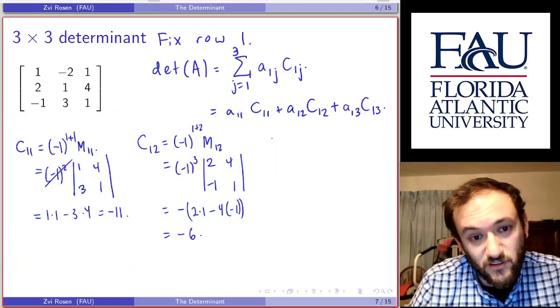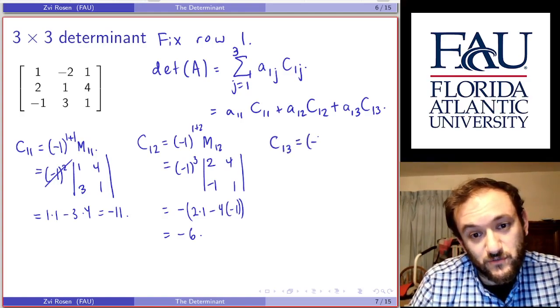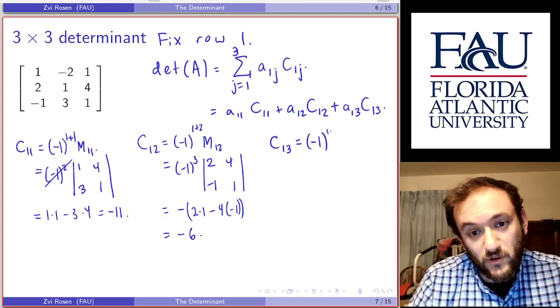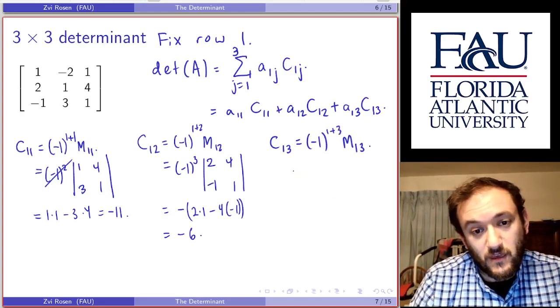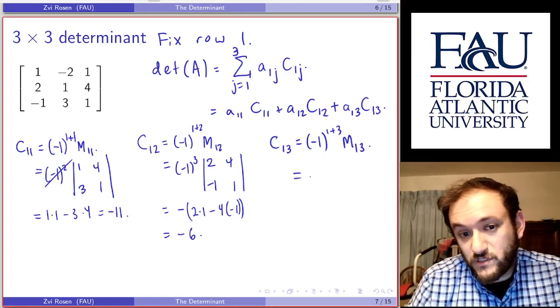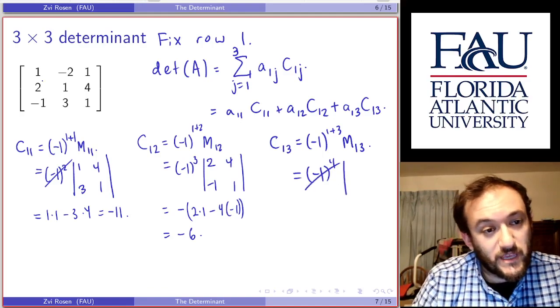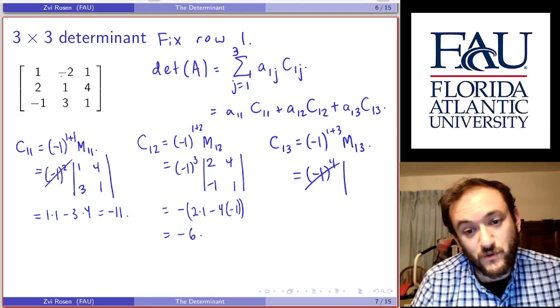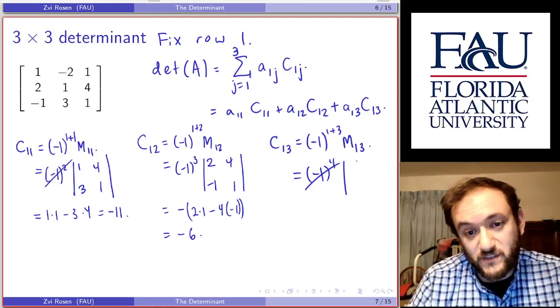And the final cofactor is C13, and that's equal to -1 to the 1 plus 3 times M13. And this -1 to the 4th becomes 1, so that goes away. M13 is what you get when you delete the first row and the third column. So that's 2, 3, 2, 1, minus 1, 3.